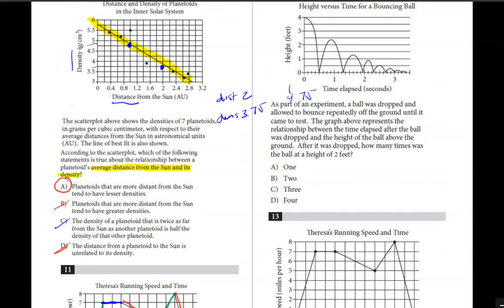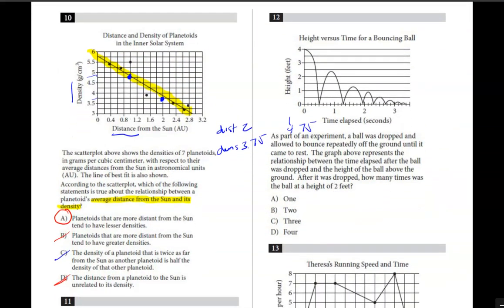Moving on up to number 12. So let me get rid of this little stuff that's in our way. All right, so we have the height versus time for the bouncing ball. Height's on the left, time's on the bottom. Part of the experiment, the ball was dropped and allowed to bounce repeatedly off the ground until it came to rest. The graph above shows the relationship.